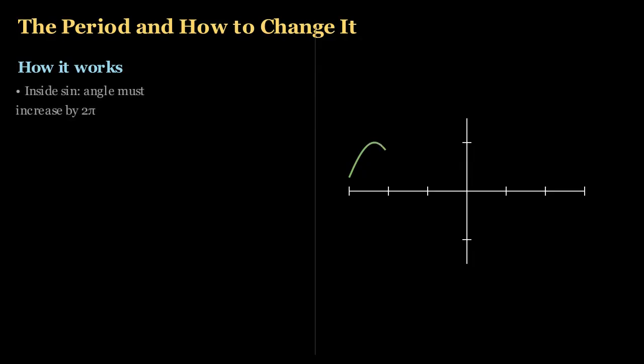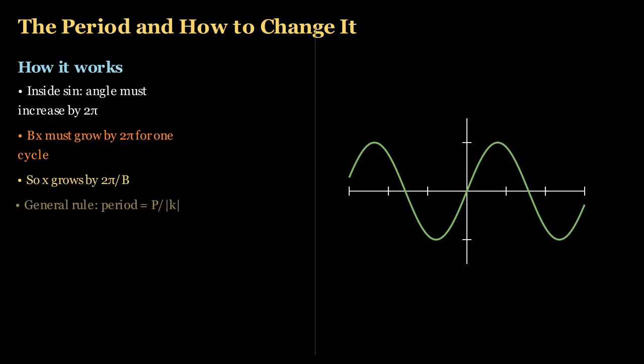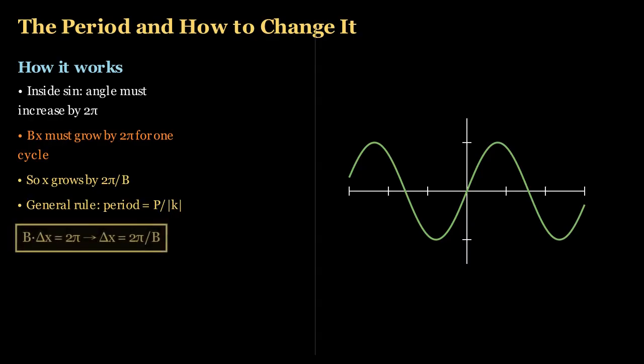Now, if the input is b times x, we want to know how much x must change to make that input grow by 2 pi. We set up the equation: b times the change in x equals 2 pi. Solving for the change in x gives 2 pi divided by b. That's the new period. This idea works for any periodic function, not just sine. If a function f of x has period p, then f of k times x has period p divided by the absolute value of k. The absolute value just ensures the period is always positive, since a negative k just flips the graph left to right without changing the cycle length.